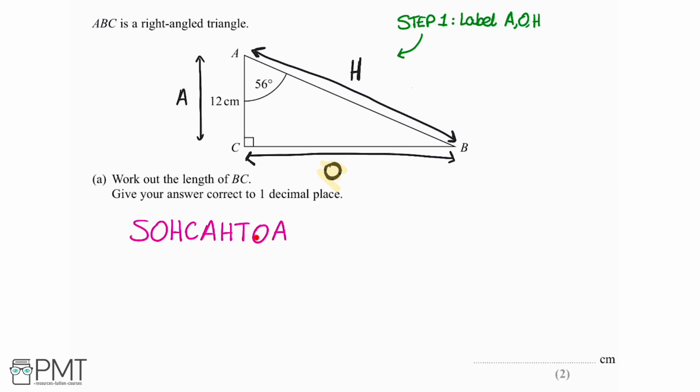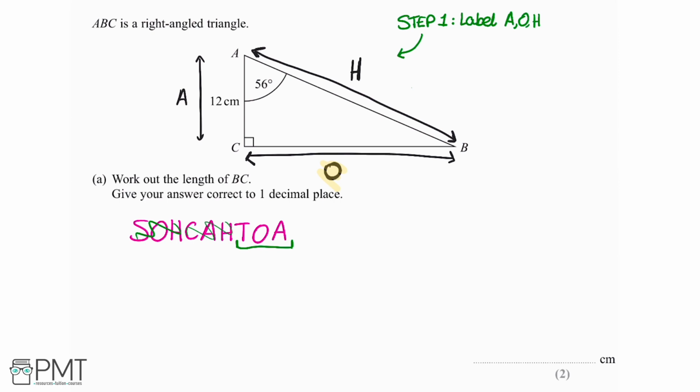So we know it's got to include an O, so we can ignore this part here. So it's either going to be sine or tan. We need to look at what information we have. We have information about the adjacent, but not the hypotenuse. So we can't go with sine because that would have two unknowns, the opposite and the hypotenuse. So we're going to have to go for tan.